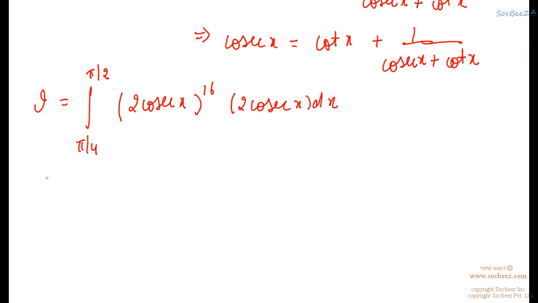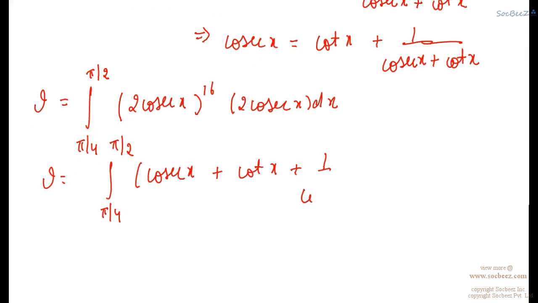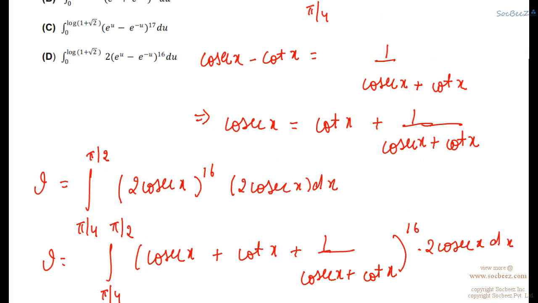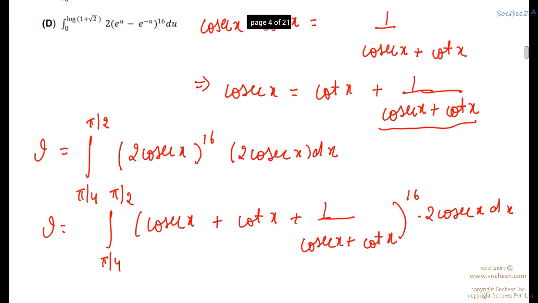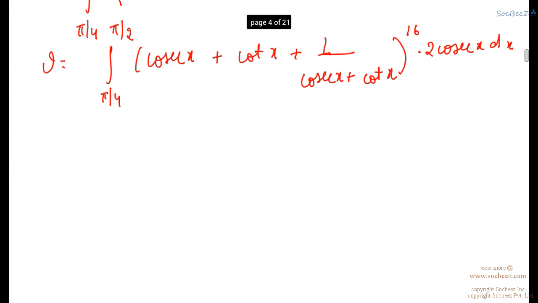Okay, so it can be written as integration from pi by 4 to pi by 2. Since cosec x is this, (cosec x plus cot x plus 1 upon cosec x plus cot x) raised to the power 16 into 2 cosec x dx. Okay, this can easily be proved if we multiply and divide this expression by cosec x minus cot x, and then use the formula cosec square x minus cot square x equals 1. So from here, I is this.